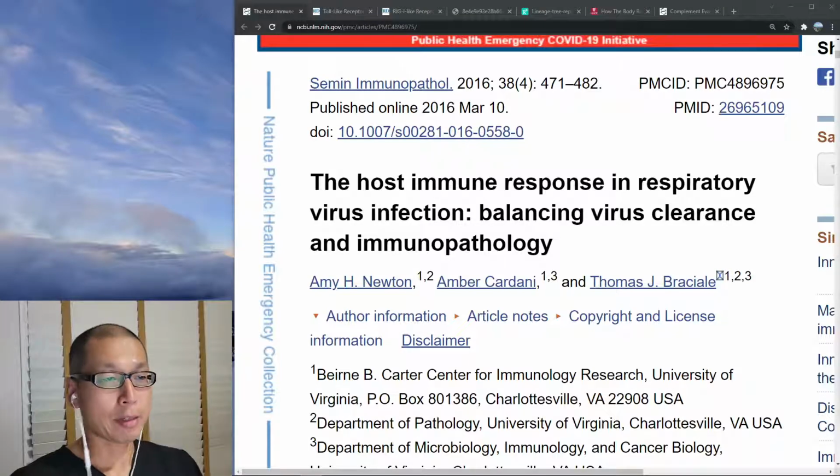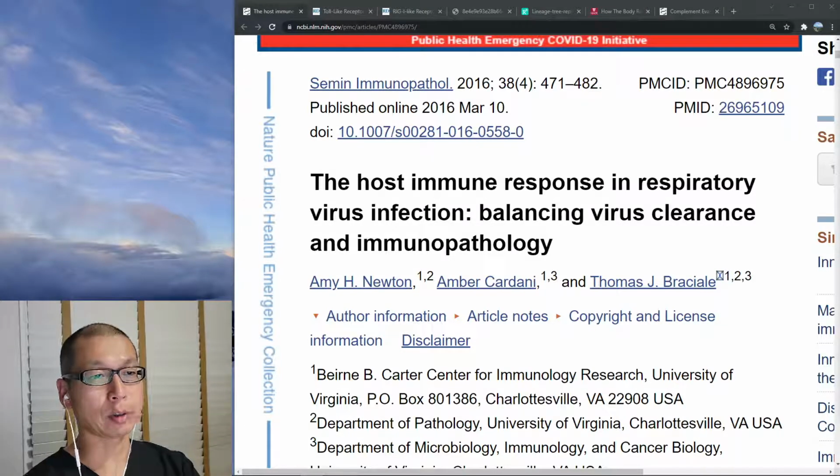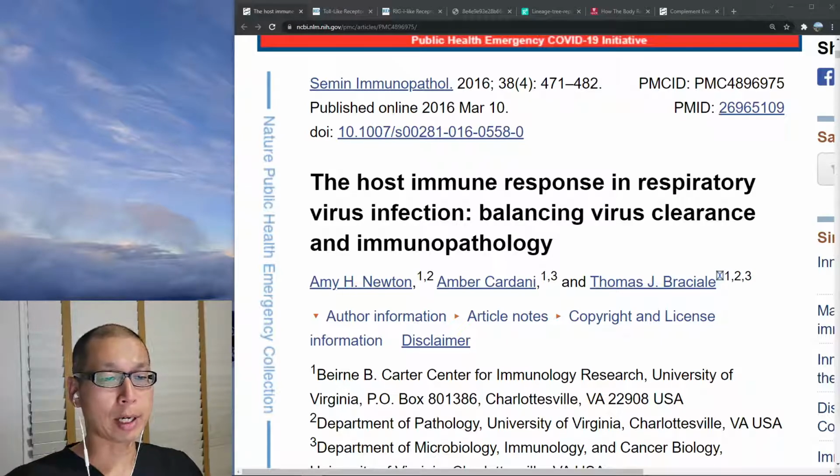Hello, everyone. I thought it'd be good to do a high-level overview of how our immune system deals with viruses like COVID. I found this paper from 2016 in Seminars in Immunopathology that talks about that, so I thought we would peruse this paper together and go through some other things, so that we have an overview of how the immune system works in its various stages to fight off viruses.